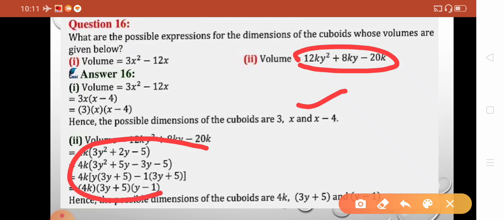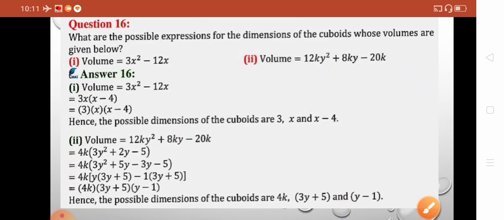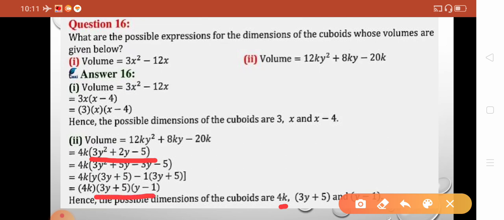First of all we will take 4 common, then we will take k common, and we will be left with 3y square plus 2y minus 5. You are not able to take 4 and k as different factors, because k is a constant here. So k will multiply with 4. So 4k will be taken together, and then we will factorize this 3y square plus 2y minus 5, and we will get 2 factors, 3y plus 5 and y minus 1. So the 3 factors are 4k, 3y plus 5 and y minus 1. In this way we will find the 3 dimensions of the given cuboid.